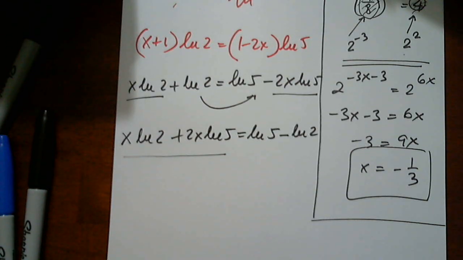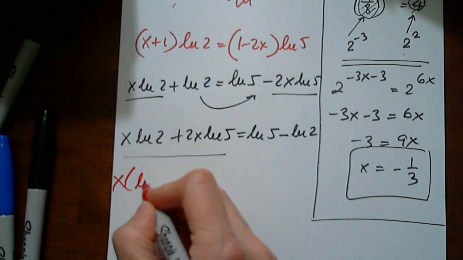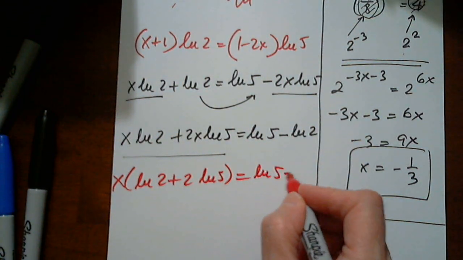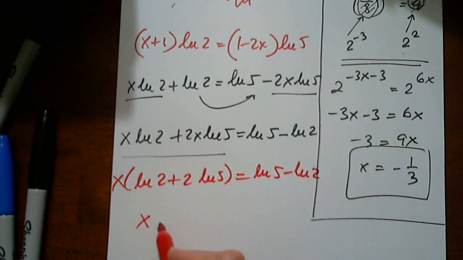Factor of the x. Thank you very much. Natural log 2 plus 2 natural log 5 equals natural log 5 minus natural log 2. Final answer. How do I get this?